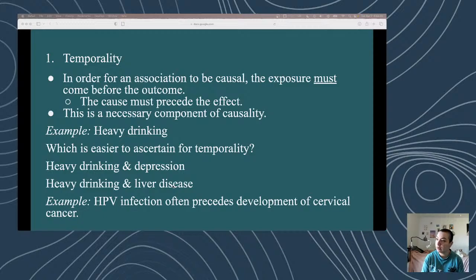This is the only one that has to be present. This is a necessary component of causality. That in order for an association to be causal, the exposure must come before the outcome. Otherwise, it didn't cause it. They might still be associated, but otherwise it didn't cause it, right? Take, for example, heavy drinking. For which association would it be easier to ascertain temporality? Heavy drinking and depression, or heavy drinking and liver disease? I'll let you think about this one Dora style before I tell you.